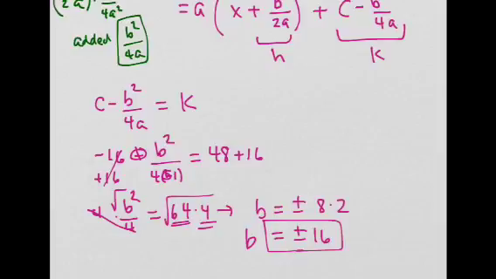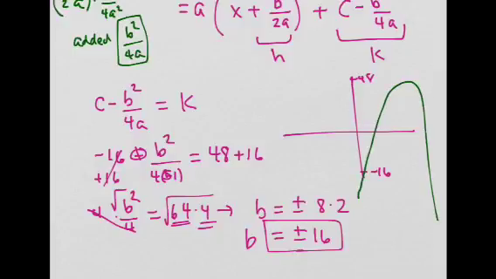Now why 2 answers? Because remember, all we know is that the y-intercept is negative 16, right? That's your c value. And you have a maximum of 48, so let's say that 48 is up here. We don't know if the parabola is going this way or whether it's going this way. So that's why you have the plus or minus 16.